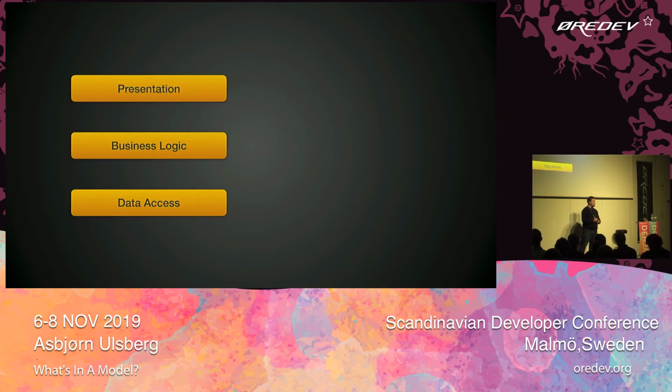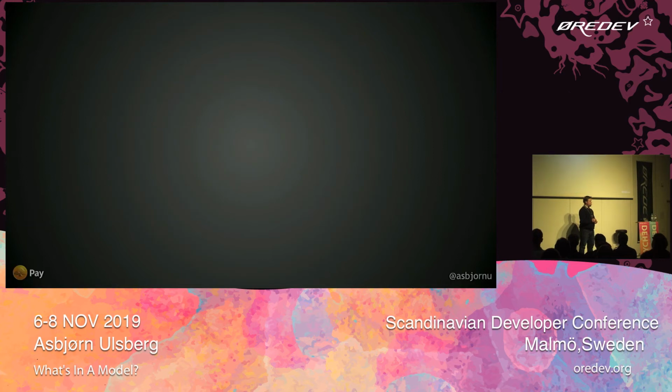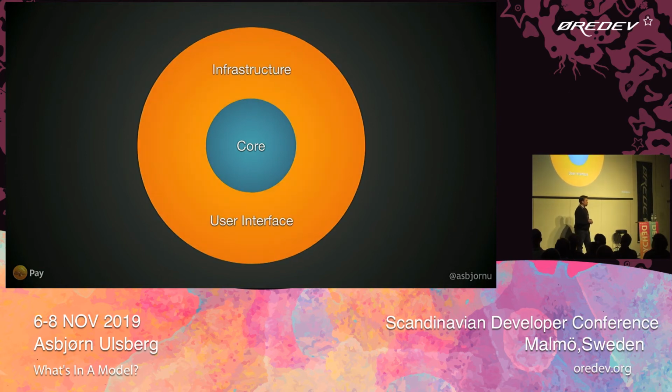And while a domain model can live inside the business logic layer of this drawing, I believe we should look at our application from a different perspective. I also believe we should stop grouping our code by type. Instead, I think we should look at our application as an onion, with a core domain model in the center, and one or more infrastructure and UI layers on top of it.